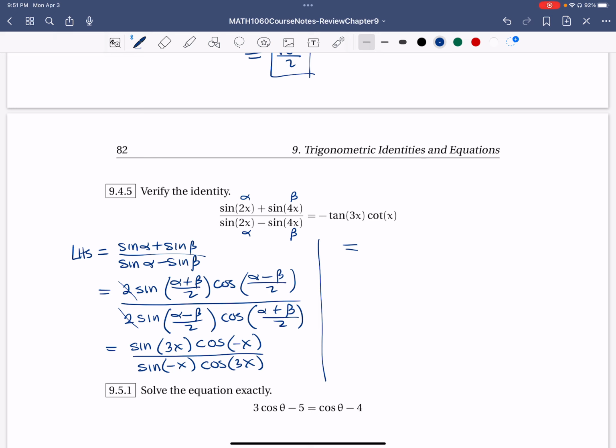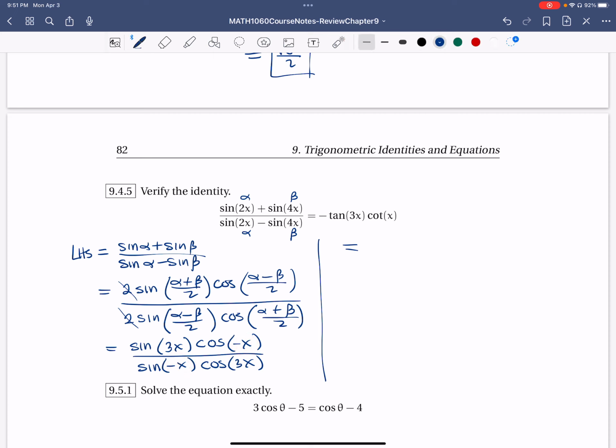Now, notice what we're trying to get to here. We're trying to get to minus the tangent of 3x and the cotangent of x. And we're getting close to what we need here. Right here, sine of 3x over cosine of 3x, that's going to be the tangent of 3x. But then I think we need to deal with these minus signs inside of the trig functions before we finish combining. And so let's do that.